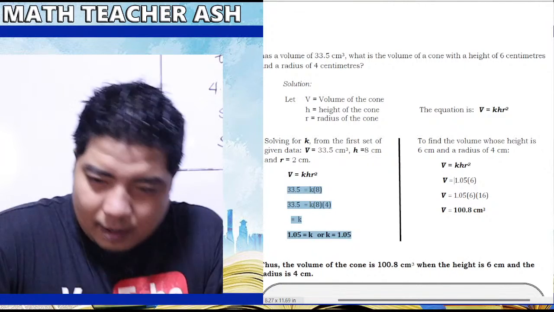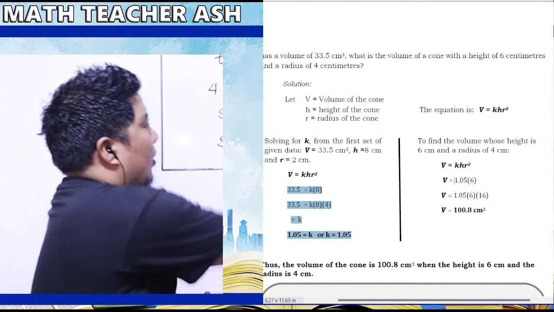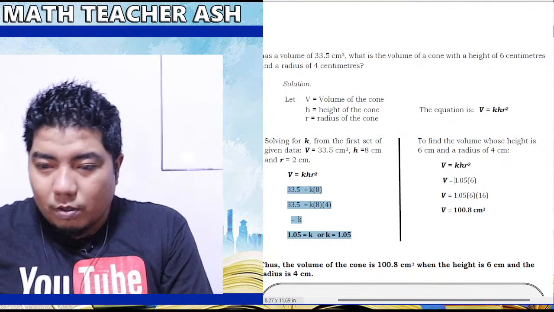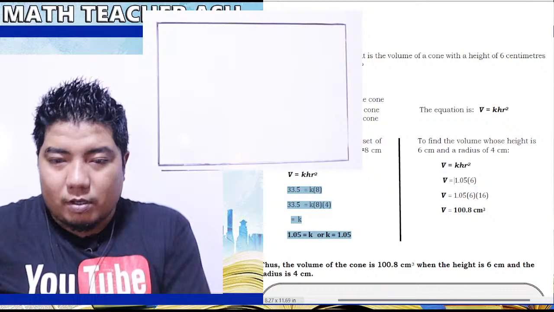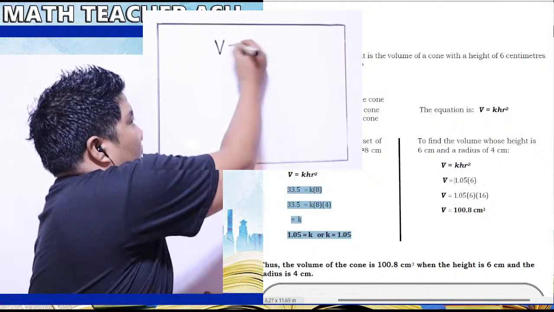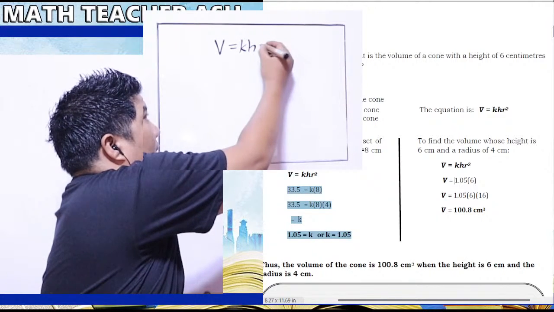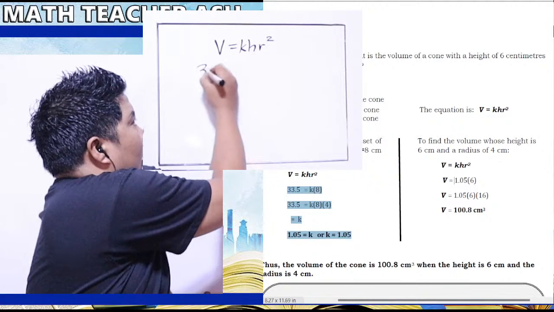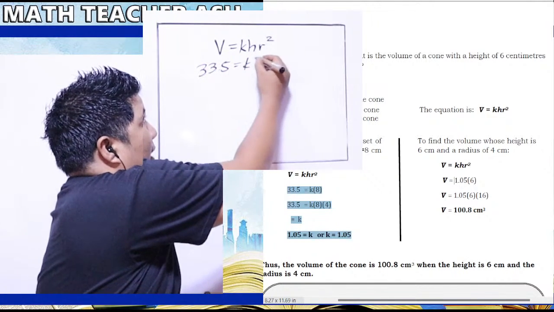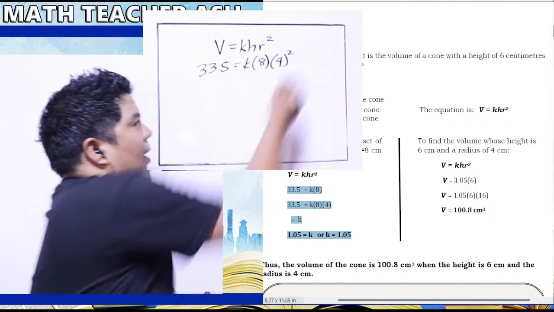So ito yung magandang time na i-discuss natin sa whiteboard. Let me show you this one. Hopefully makita nyo ito. Given here, we have the volume varies jointly as the height and the square of the radius, so r squared. The volume is 33.5 cubic centimeters if the height is 8 and the radius is 4 centimeters. So that will become like this.